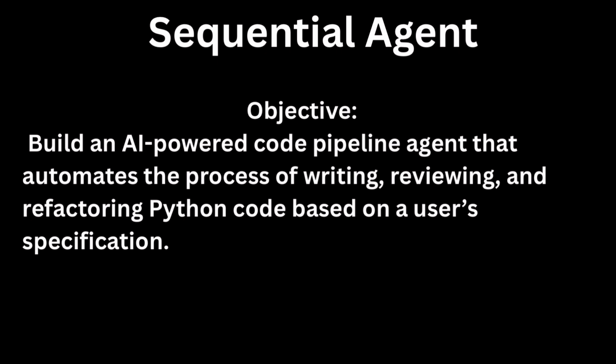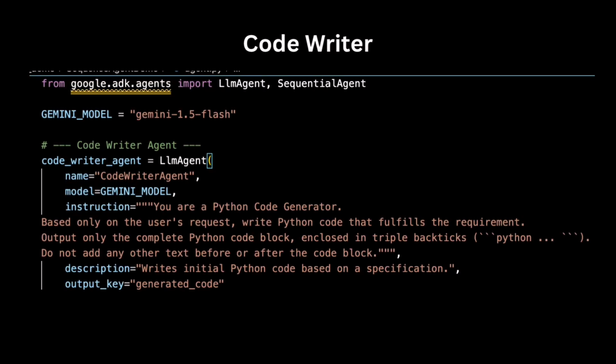Our pipeline begins with a code writer agent. The agent is an LLM powered by the Gemini 1.5 Flash model. Its sole job is to take a user's natural language prompt, like writing a function to check for a palindrome, and generate valid code to fulfill the request. We instruct the agent to return only a properly formatted code block and no extra text. Its output is stored in a variable called generated code.